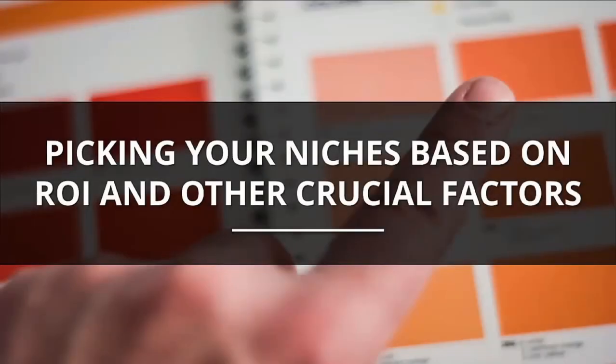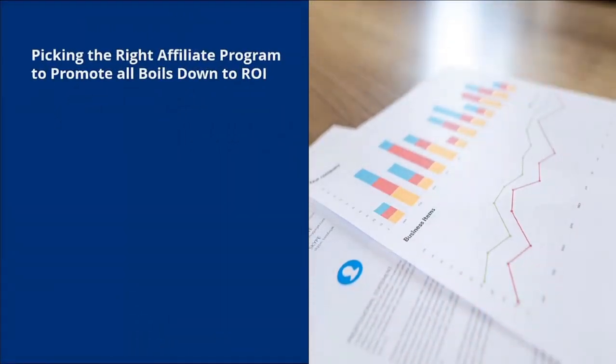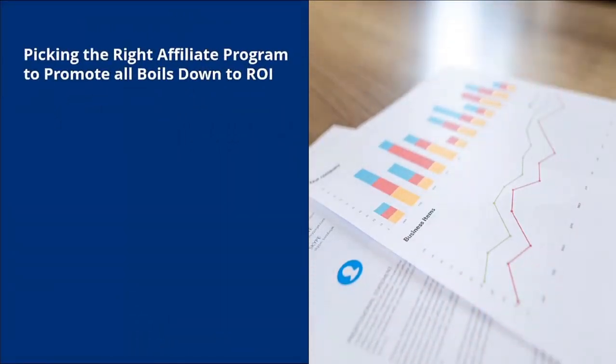Picking your niches based on ROI and other crucial factors. Make no mistake, if you want to succeed with your affiliate marketing business, you have to focus on ROI. If you have a fuzzy idea of what return on investment means, you're playing the wrong game. Picking the right affiliate program to promote all boils down to ROI.